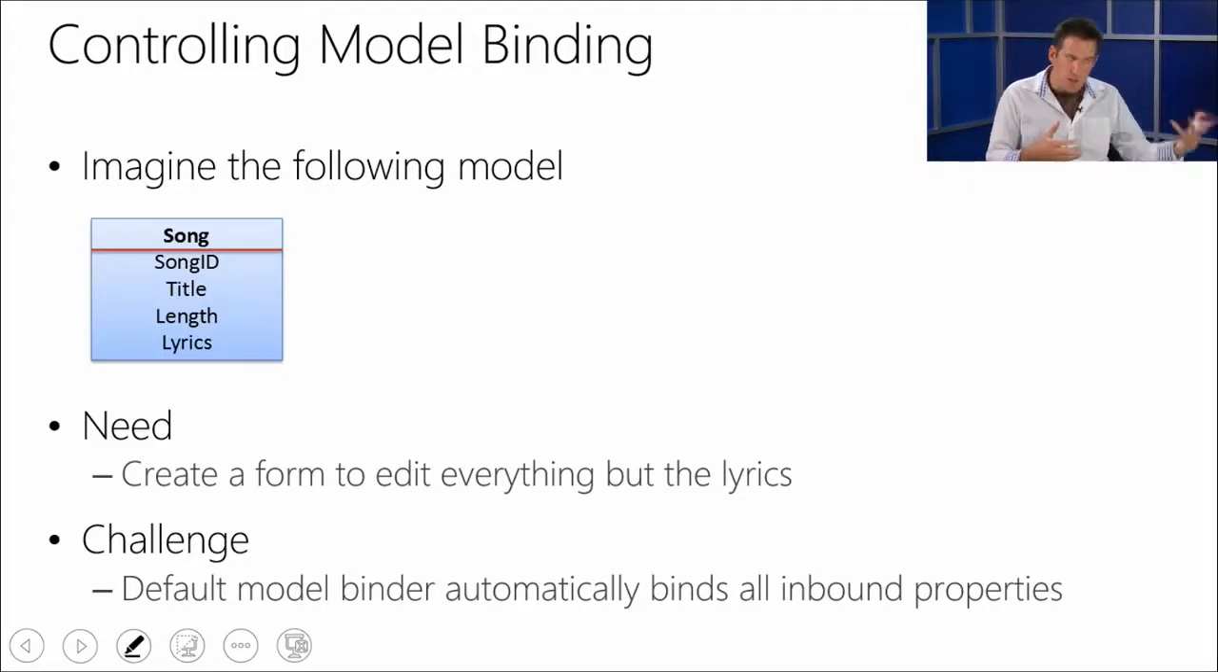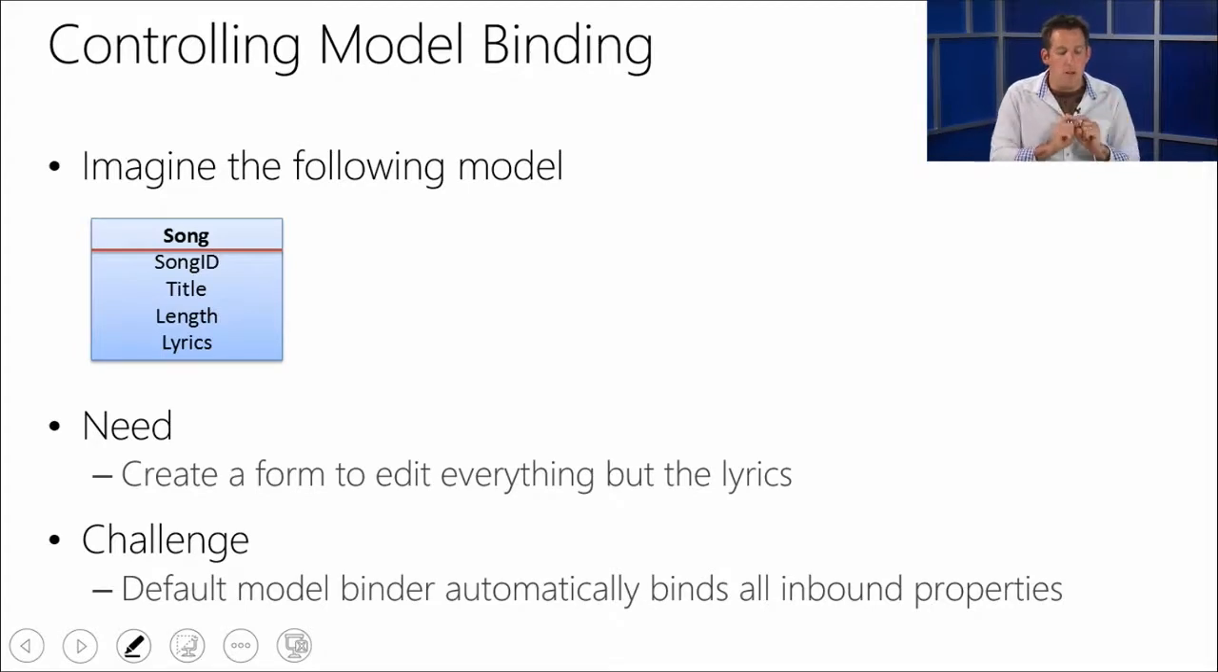Now, that's the good side. But there is one little downside here. There is one possible little bad thing. So imagine, if you will, the following model. We've got song ID, title, length, and lyrics. When it comes to lyrics, typically that's going to be relatively long. That's going to require a particular set of formatting. And we probably want a form specifically for lyrics.